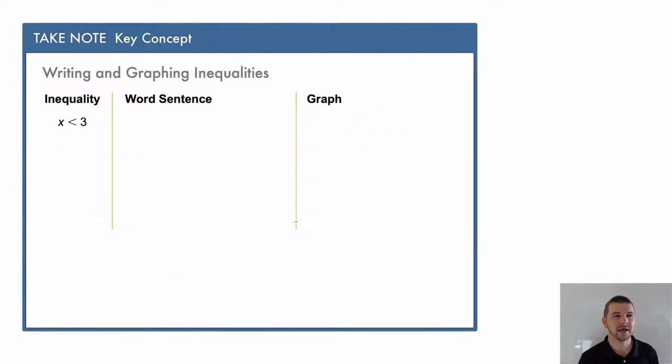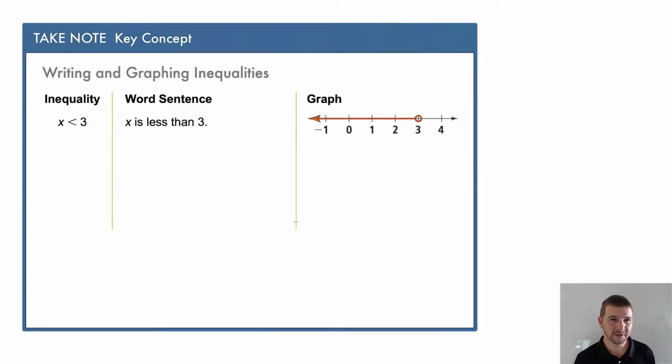Our first inequality, x is less than 3. In a word sentence, we write that as x is less than 3. And then in graph form, we have an open circle at 3, representing that 3 is not included in the solution set, so 3 is not a solution, but note the ray pointing to the left, indicating that all values less than 3, or to the left of 3 on the number line, are solutions.